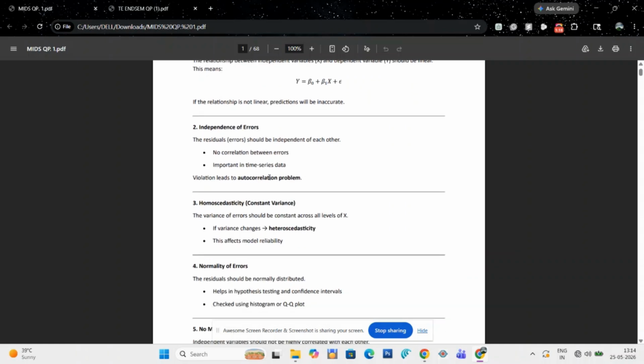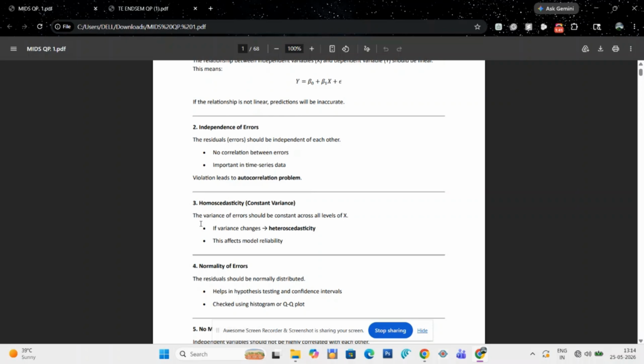The second point is independence of errors. The residual errors should be independent of each other. No correlation between errors. This is important in time series data. Violation leads to the autocorrelation problem. The residual errors should be independent of each other because they don't depend on each other.